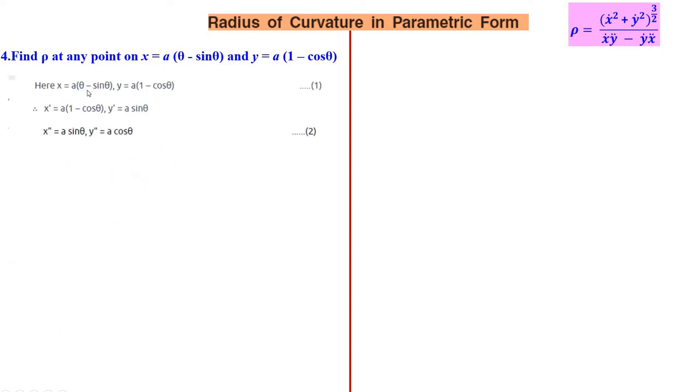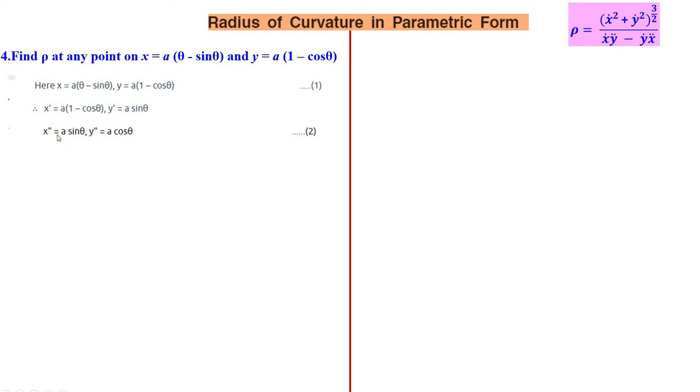So consider x, which is this. You find the first derivative, that is, you are differentiating that with respect to theta, so you get a into 1 minus cos theta, and then for this you have this is 0, so a cos theta is minus sin theta, already one minus sign is there, so a sin theta.